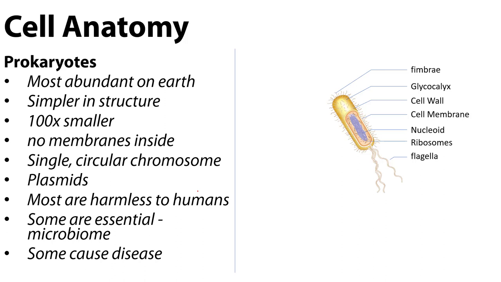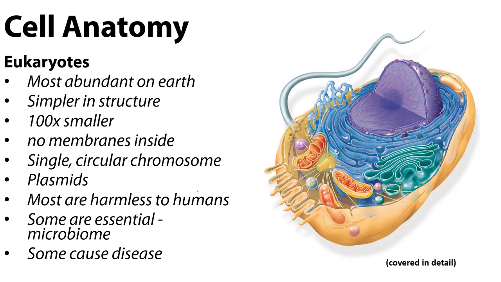It's important to understand the differences between these kinds of cells and eukaryotic cells, which is what we are. The biggest thing here, well, we already talked about this. The biggest thing is that there are no membrane-bound organelles inside. Everything else we talked about in class already.